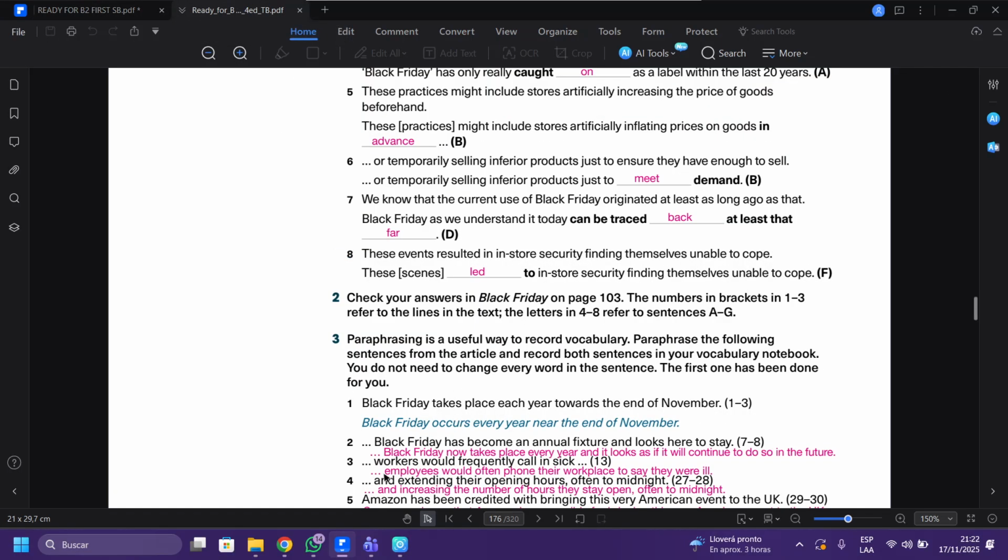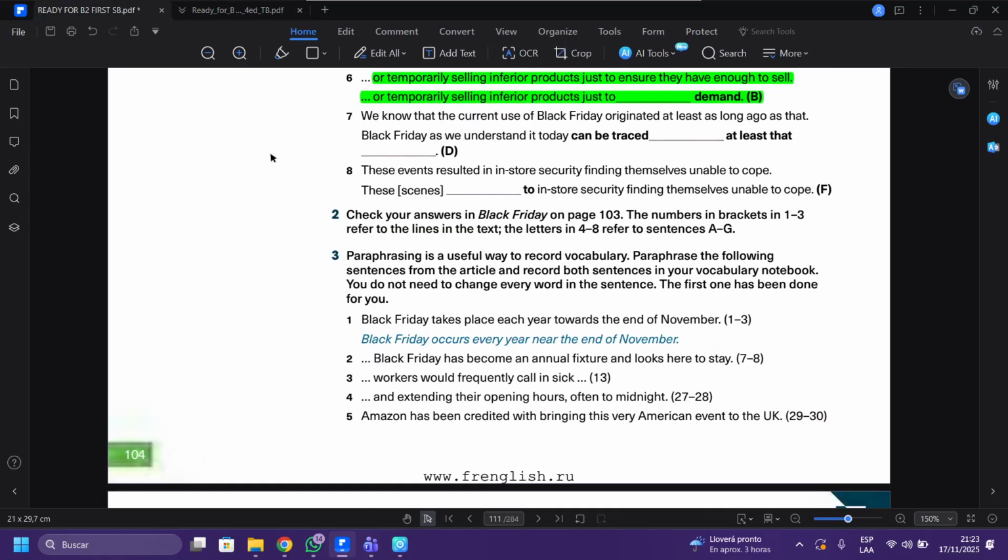For example, the book has provided us with the following example. Employees would often phone their workplace, right, to say they were ill. You see? Really easy. Employees would often phone their workplace to say they were ill, which is the same. They often call their workplace to inform that they are ill.